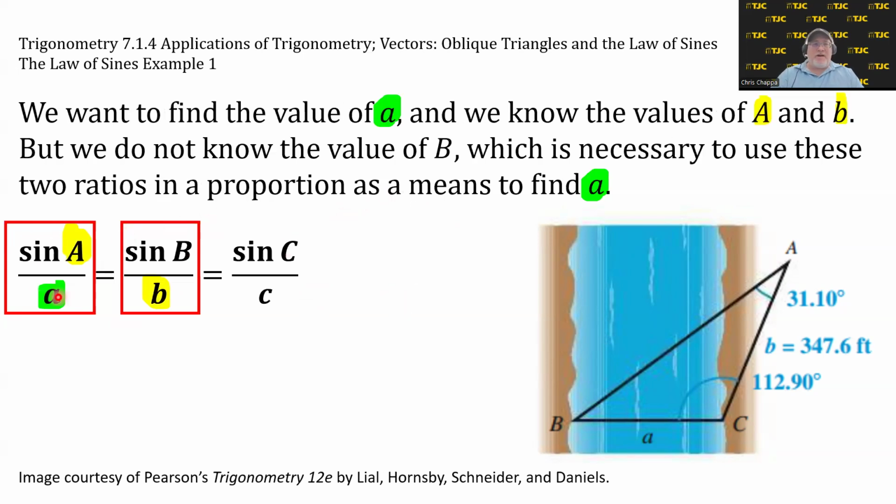Well, we want to find the value of side A in green, and we know the values of angle A and side B in yellow, but we do not know the value of angle B, which is necessary to use these two ratios in a proportion as a means to find A. In other words, algebraically speaking, if you want to know the value of one variable, you better know the values of all the others, and we don't know the value of angle B.